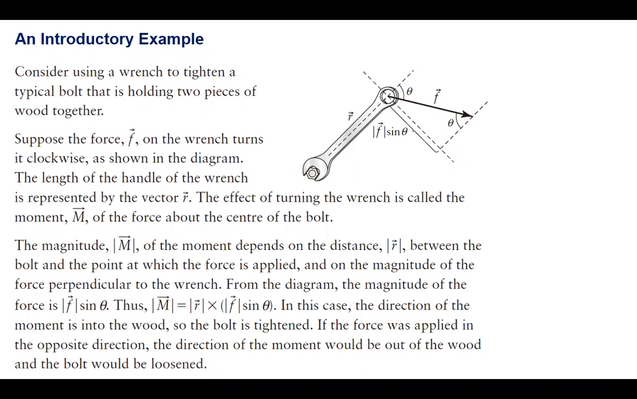The magnitude of M of the moment depends on the distance, the magnitude of R, between the bolt and the point at which the force is applied, and on the magnitude of the force perpendicular to the wrench. From the diagram, we know the magnitude of force is the magnitude of F times sine theta. Therefore, the magnitude of M equals the magnitude of R times the magnitude of F times sine theta. In this case, the direction of the moment is into the bolt, so the bolt is tightened. If the force was applied in the opposite direction, the direction of the moment would be out of the wood and the bolt would be loosened.